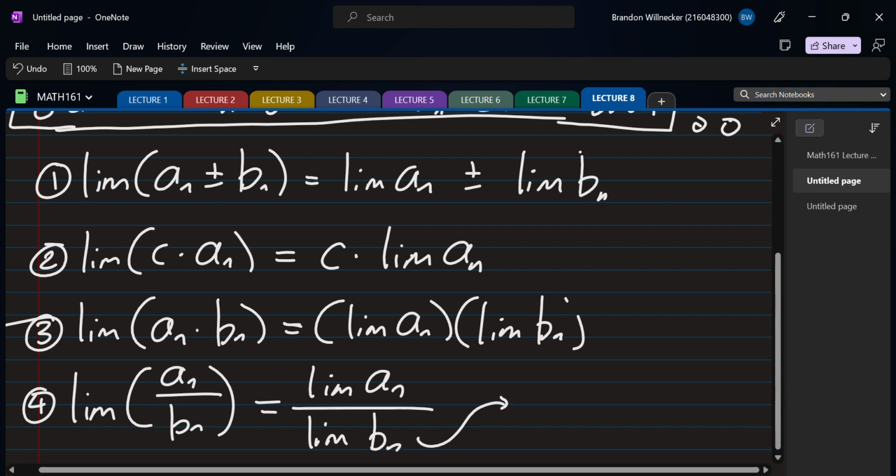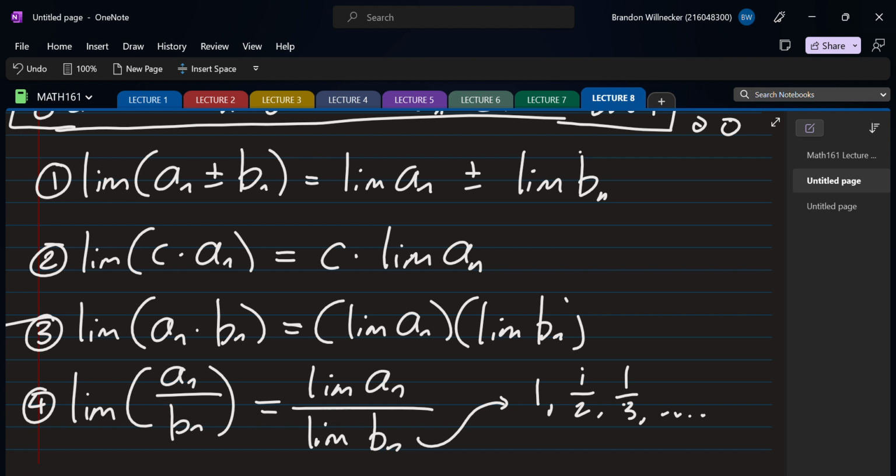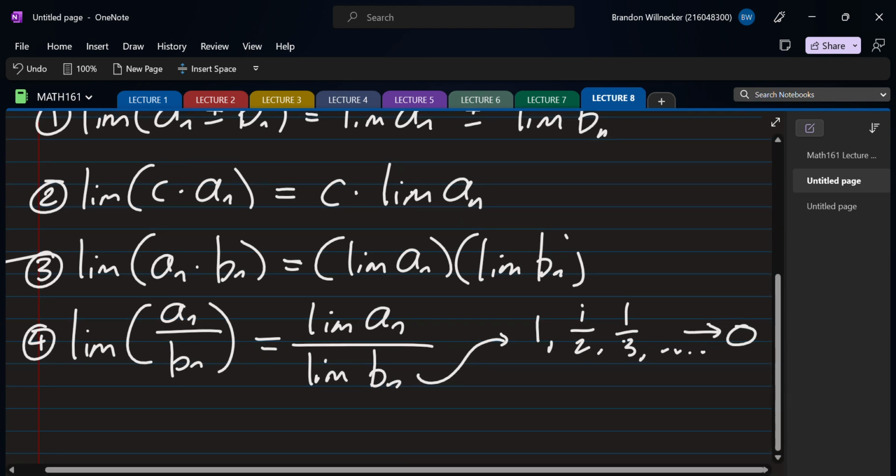So just a note, like we had 1, 1/2, 1/3, ... Each of these terms are non-zero, so that means the left-hand side is fine, but for the right-hand side, the limiting value is 0. So in the limit, this is 0, and then we're dividing by that, and that's going to be a problem. Okay, so please just look out for division by 0. Okay, that's number 4. Number 5.